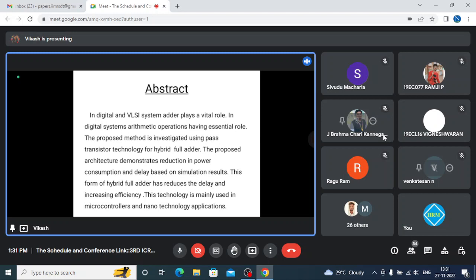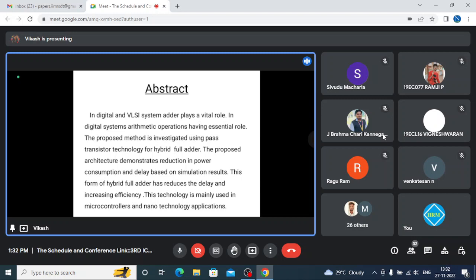The abstract of this project: in digital and VLSI systems, the adder plays a vital role. In a digital system, arithmetic operations have an essential role. The proposed method is investigated using pass transistor technology for the full adder. The proposed architecture demonstrates a reduction in power consumption and delay simultaneously. The full adder is the heart of any digital and data processing application.